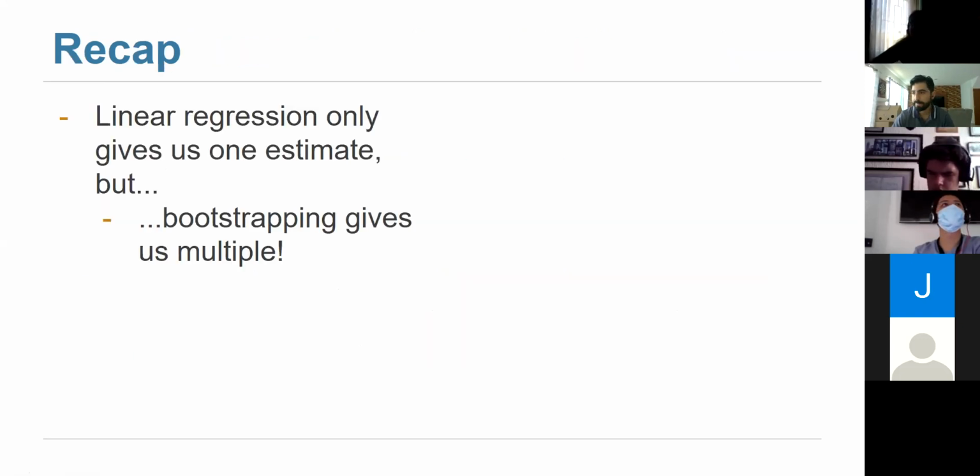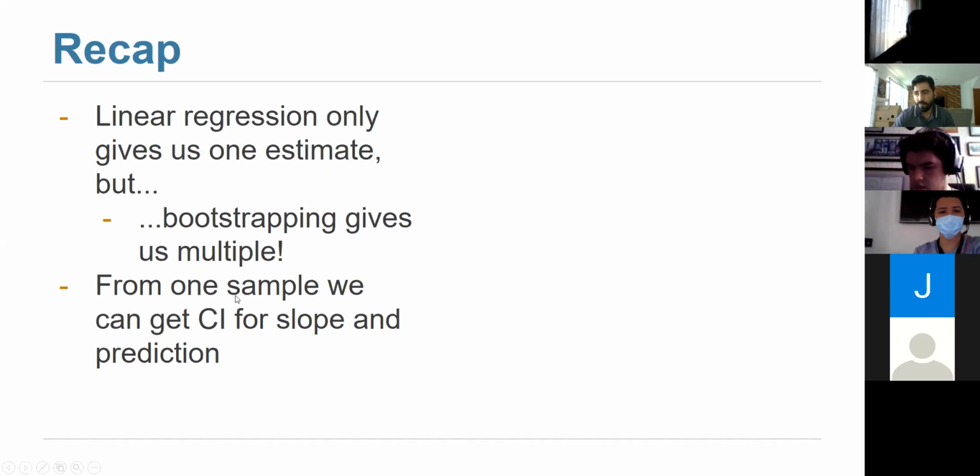So to recap, linear regression only gives us one estimate, but bootstrapping gives us multiple. From one sample, we can get confidence intervals for the slope and predictions, for different slopes and predictions.